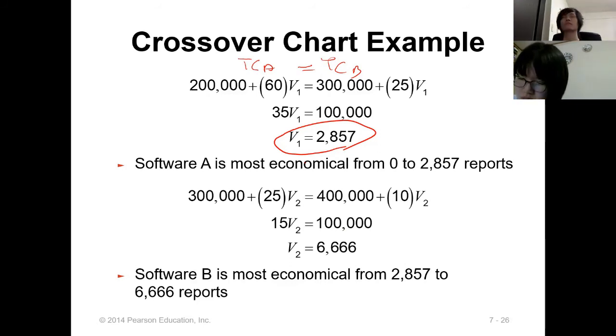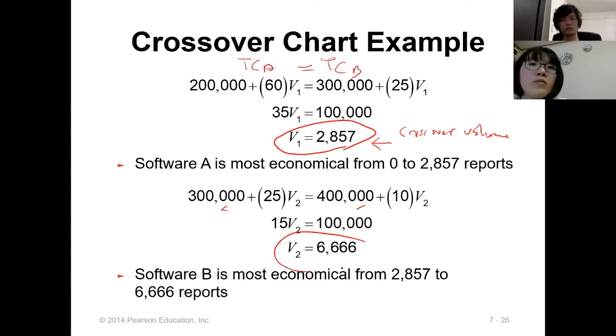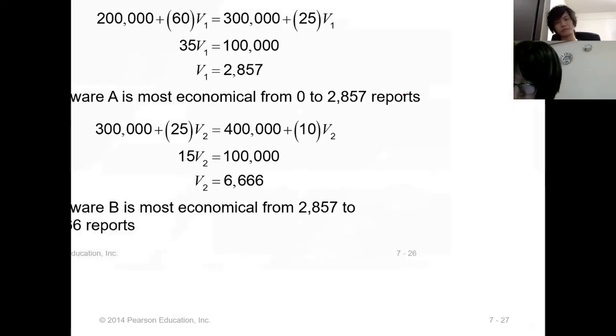So basically, you are equating and finding what we call the crossover volume. This is the crossover volume between the second option, which is 300,000, and the third option. This is 6,666. There is a graph. So software B is most economical between 2,857 and 6,666, because we solve for this B.